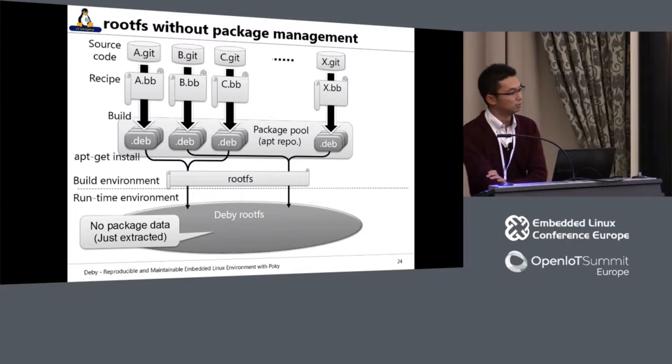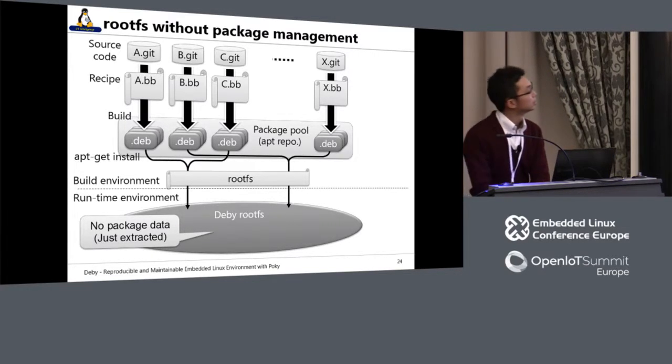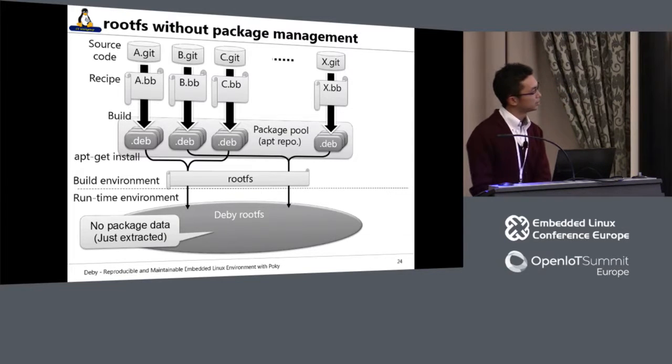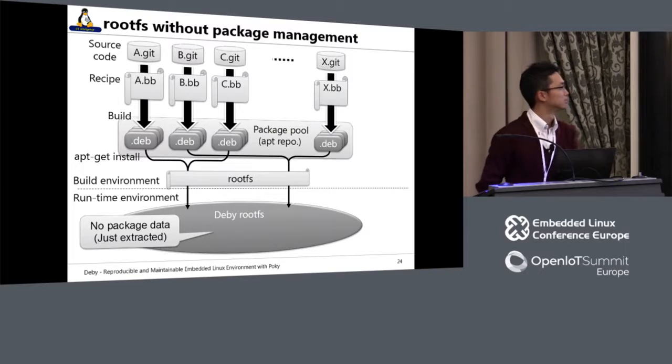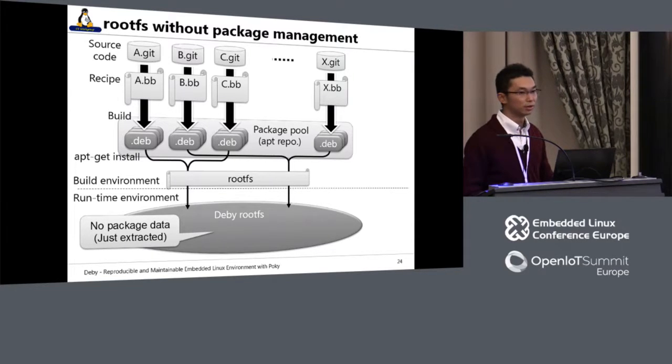This is the build flow of Poky. Each recipe fetches the source code, builds it, and generates some binary packages, such as deb packages. And root file system recipes generate the root file system by installing the deb packages with apt-get install. But by default, there is no data for controlling the binary packages in the root file system.